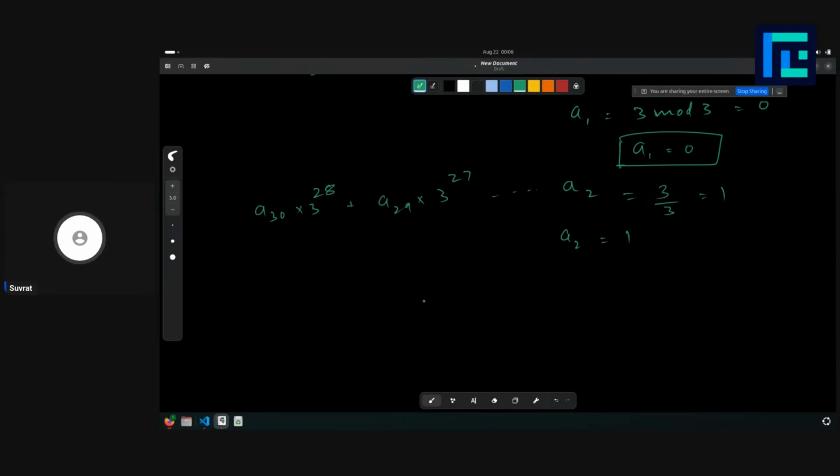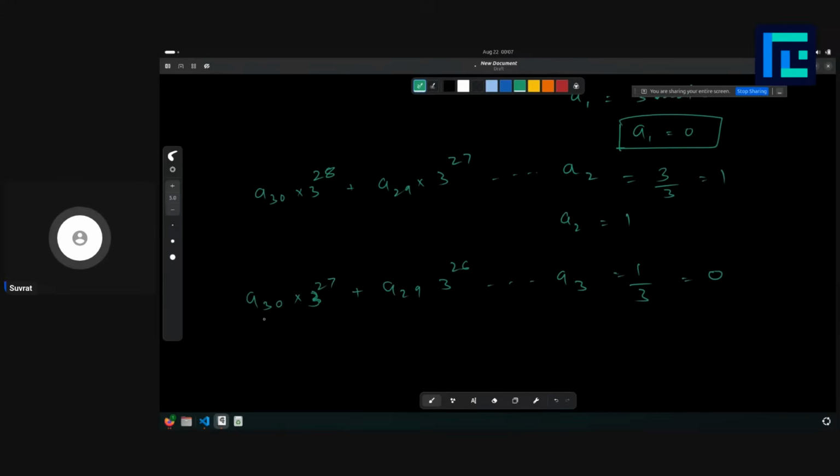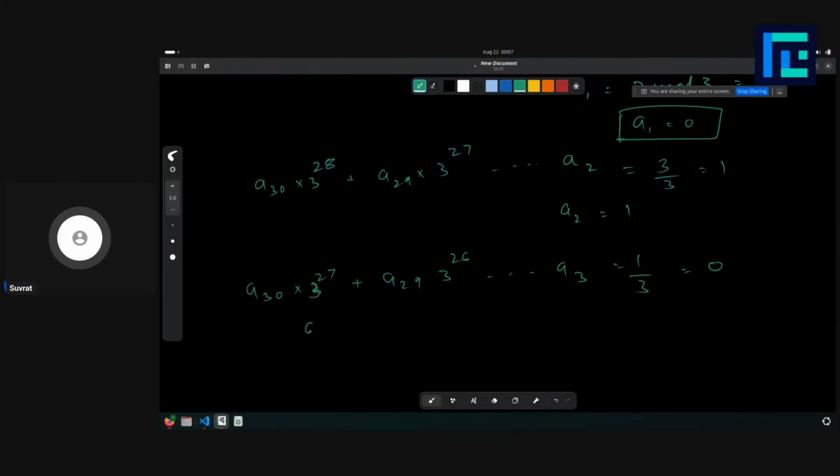And now if I perform further floor division, what I'll get is 3 to the power 27 plus a29 times 3 to the power 26 till a3 is equal to 1 upon 3, which is 0. And since the sum of this is 0 and all ai belong to 0, 1 or 2, that means all ai are equal to 0 from 30 to 3.